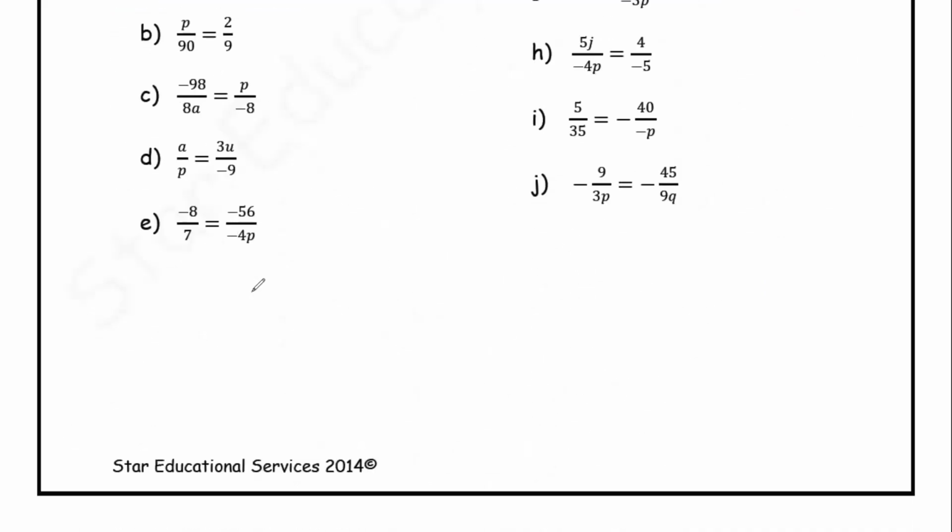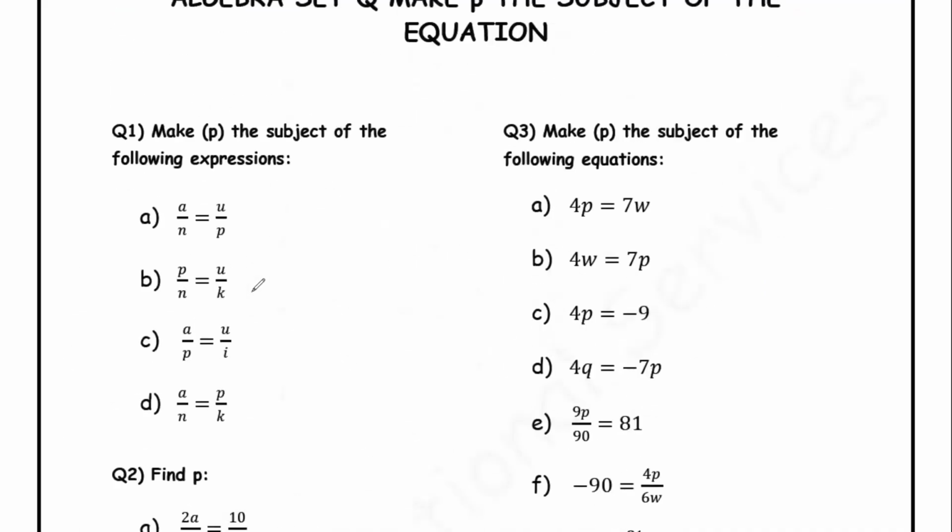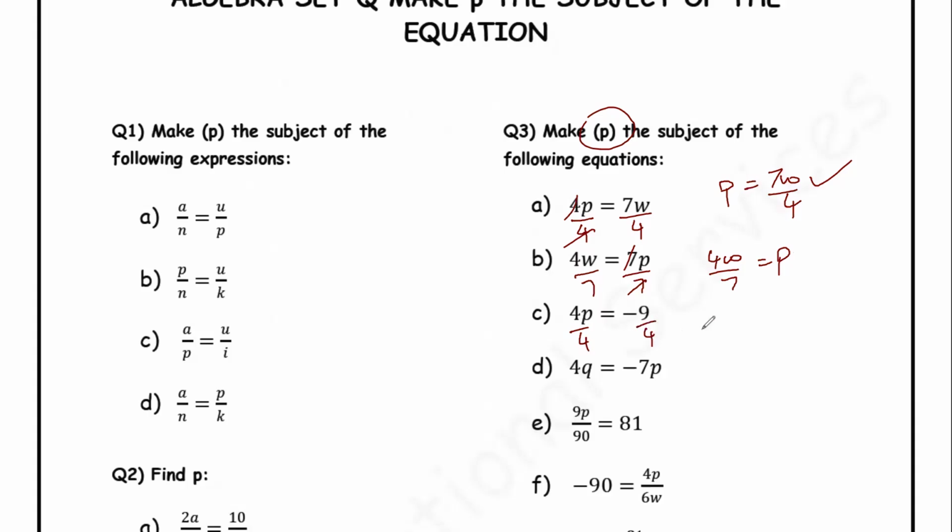Okay, question 3. There are 10 questions. We'll quickly solve these. Make P the subject of the following equation. So all we need is P on one side of the equal to sign. So I'm going to divide both sides by 4. 4 and 4 cancel. So P is equal to 7W upon 4. Out here I'm going to divide both sides by 7 because I just want P. 7, 7 cancels. So I've got 4W over 7, which is equal to P. That one I'm going to divide 4 on both sides. So 4 and 4 cancels, and therefore P is equal to negative 9 over 4.